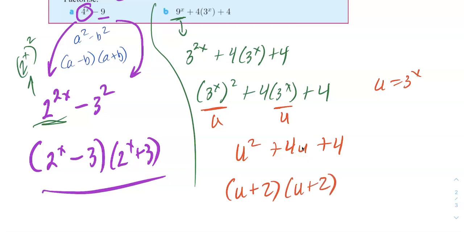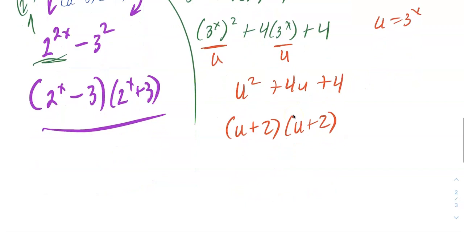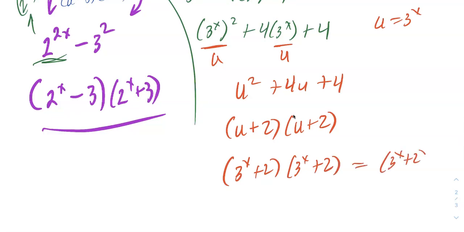So u plus 2 times u plus 2 will get you this. And then don't forget, it's not really a u, it's actually 3x. This just helps you see it better. So you just go, okay, it's 3x plus 2, 3x plus 2, also known as 3x plus 2 squared. So that's one way to do it.